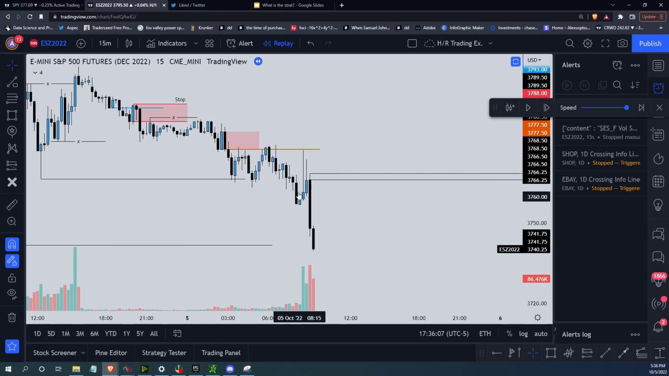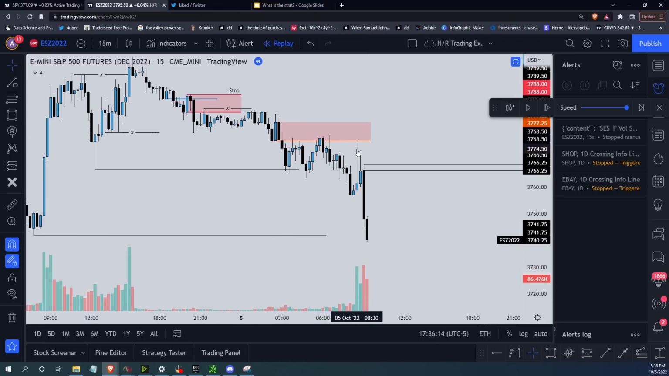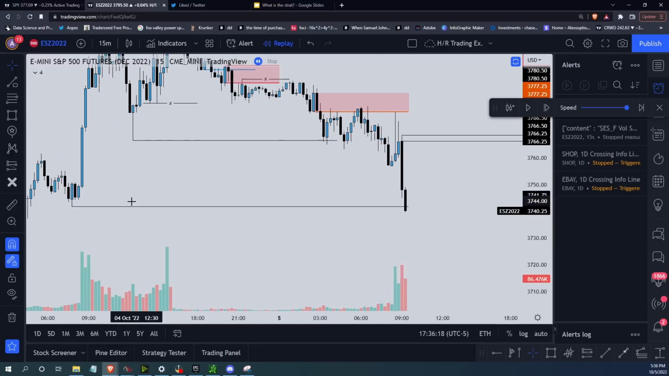And then we have New York kill zone. What does it do? Let me actually move this. It's supposed to be on the wick. It reaches to the penny and delivers into our sell side liquidity.